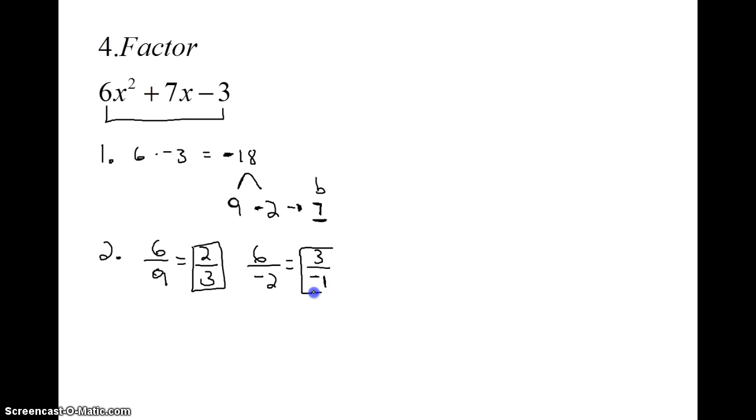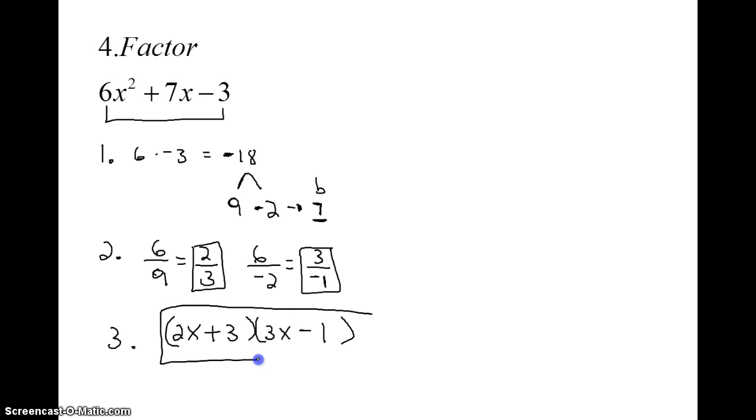So reduce by 2. So step number 3, you have your 2 parentheses here. So the 2 is in front of the x, 3 is after the x, and is positive, so plus 3. This one before the x, this one after the x. So we got our 2 binomials.